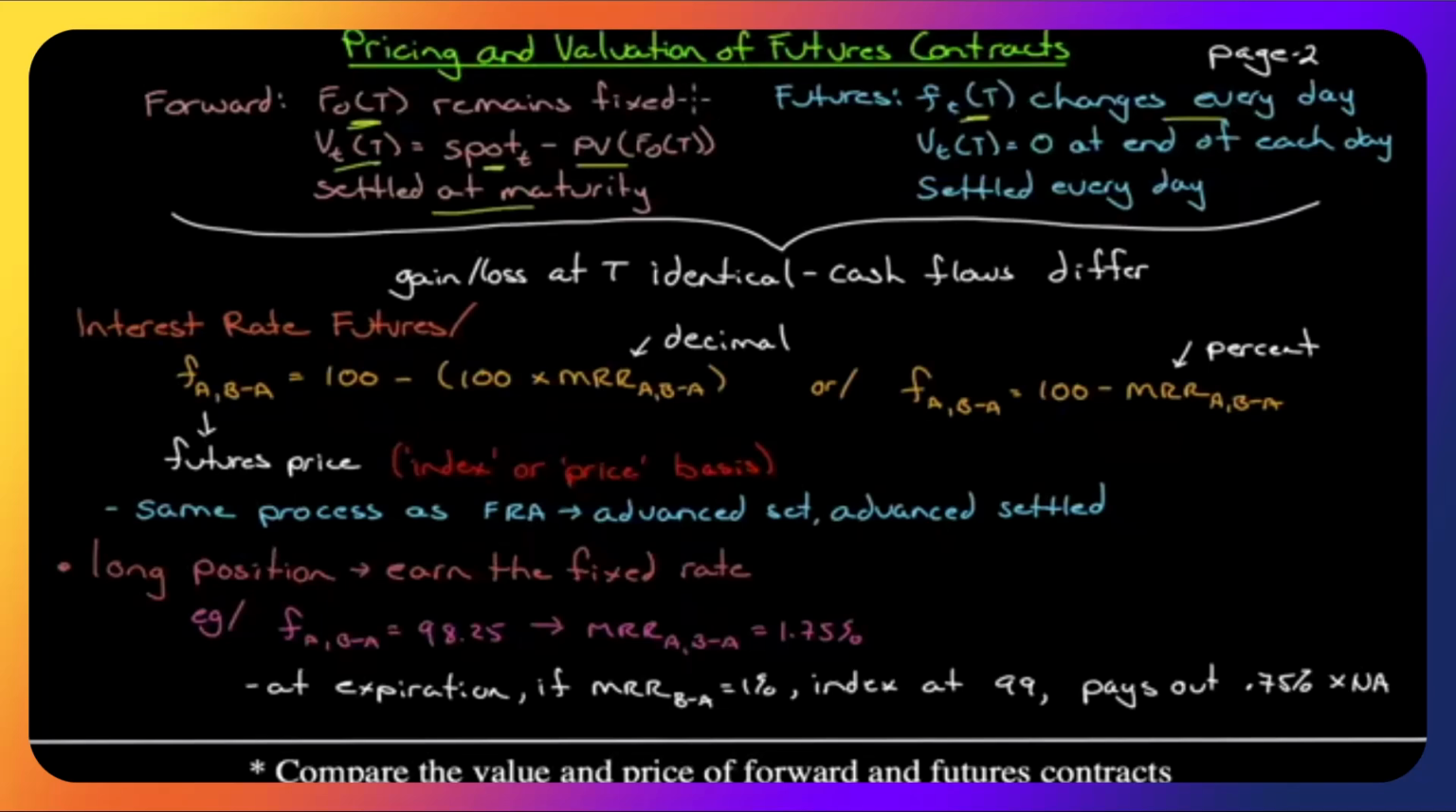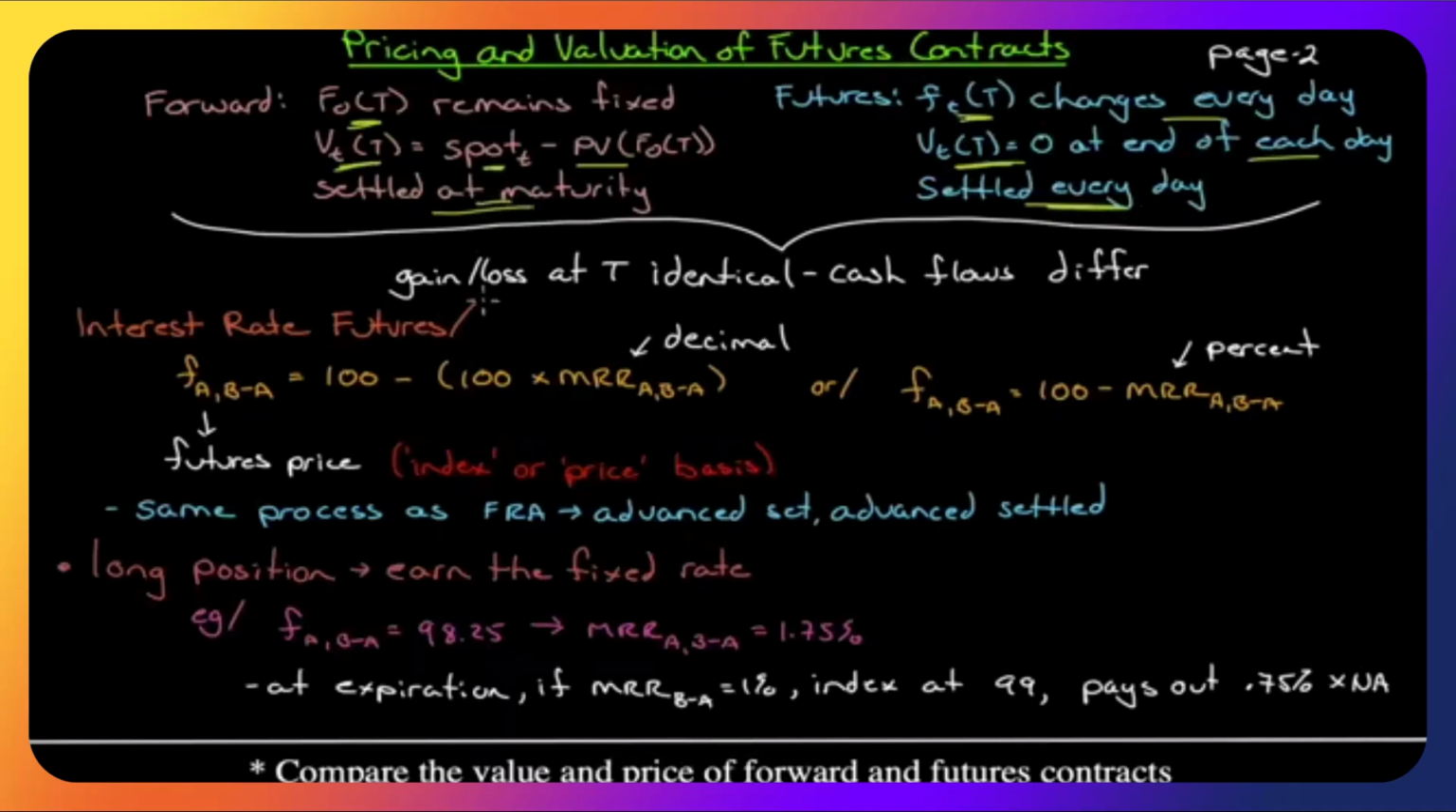Note the difference. This remains fixed. This changes every day such that the value of the contract equals zero at the end of each day. For this to equal zero at the end of each day, this has to change. When this remains fixed, the value of the contract changes every single day. See the difference there? And the big reason here, it's settled every day versus settled at maturity.